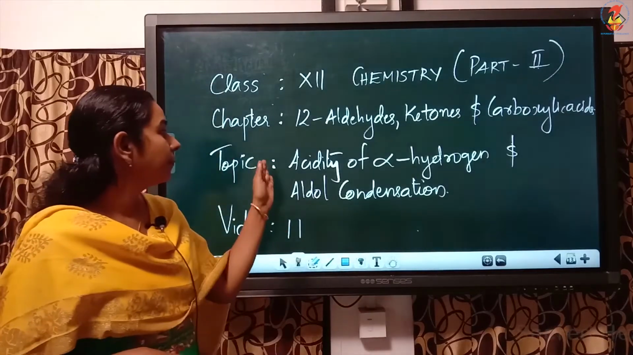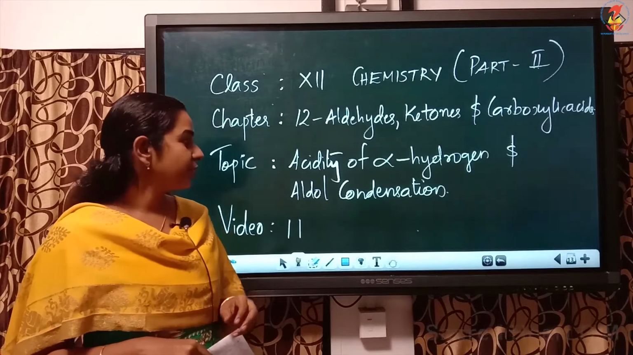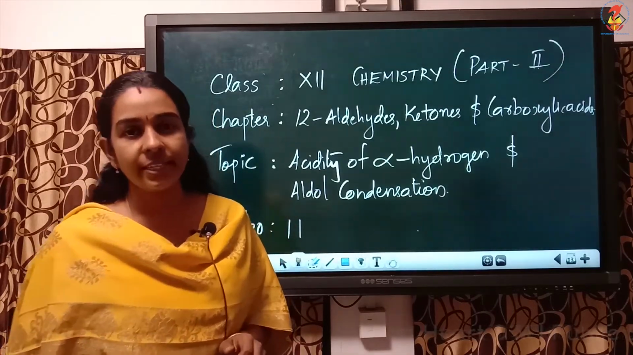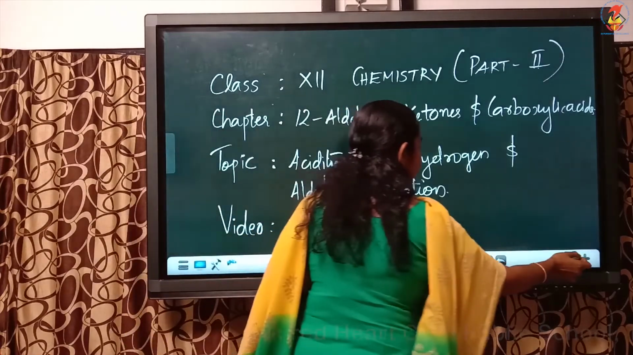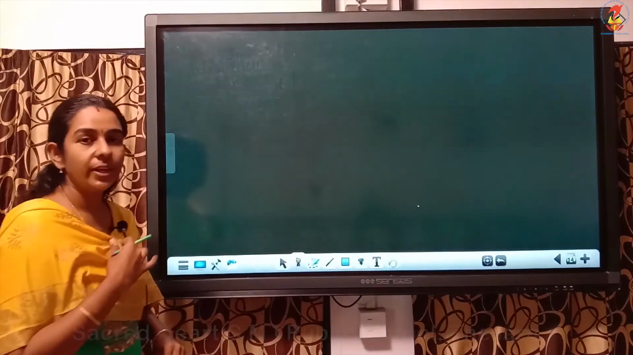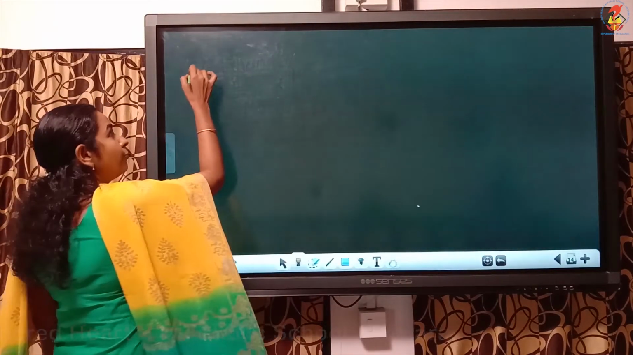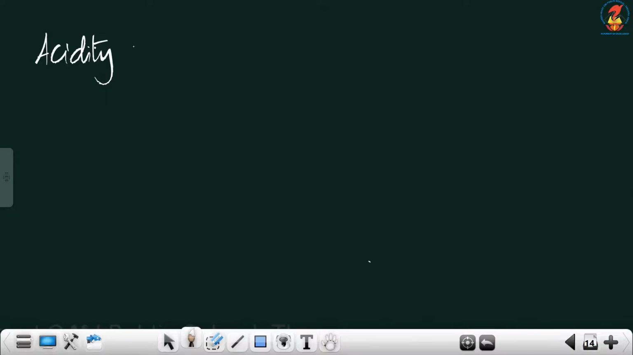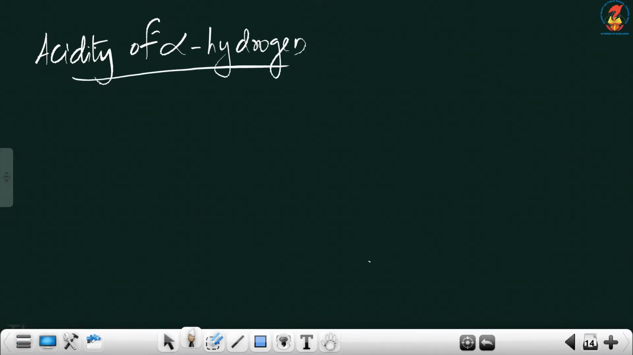Next we have acidity of alpha hydrogen and aldol condensation reaction. So first we have acidity of alpha hydrogen. Now, we already studied about alpha hydrogen in Cannizzaro reaction. What is alpha hydrogen? Let us take the example of propanol.